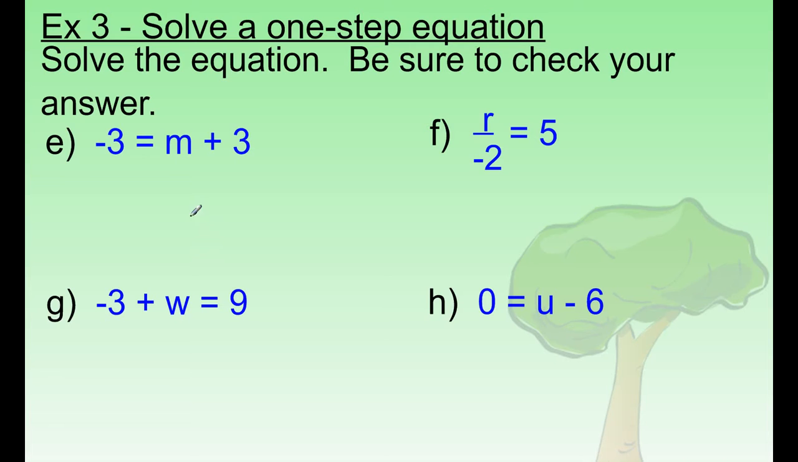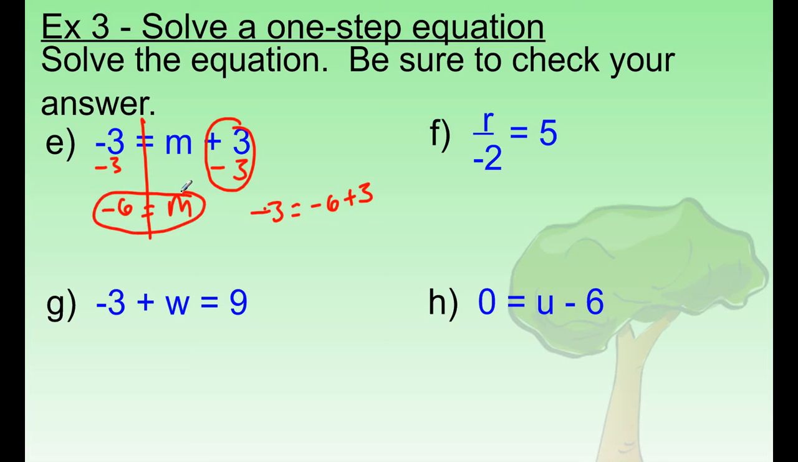All right, so let's see how you did. E, F, G, H. I'm going to start by drawing my line. My variable is being added by 3, so if I subtract 3 on both sides, this cancels out. M equals negative 6. To check my answer, negative 3 equals negative 6 plus 3. I plugged in what I think the solution is for the variable. Negative 6 plus 3 is negative 3. I know this off the top of my head, but you could also check using a calculator. This works.